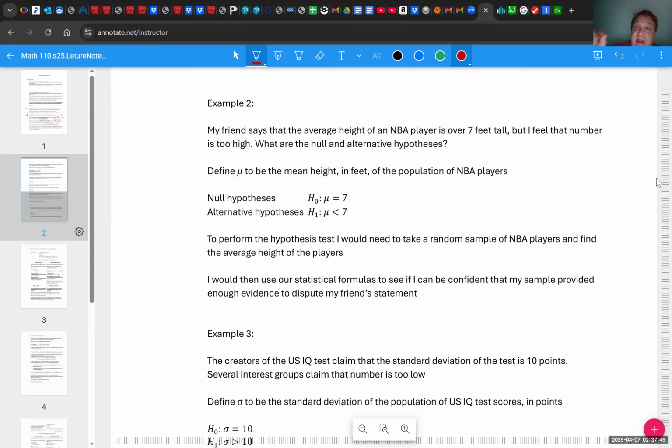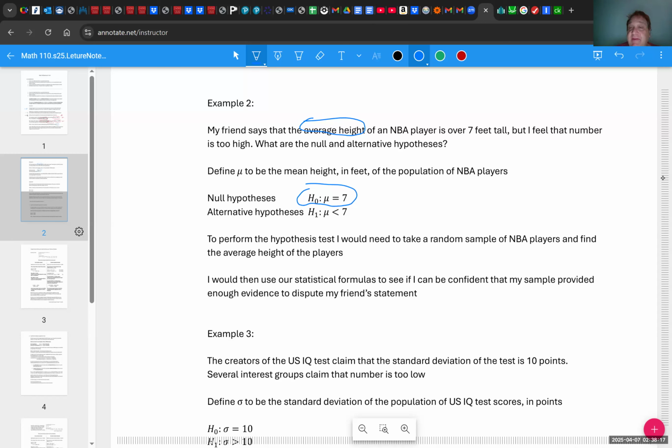So I need to define a variable. In this case, we're looking at the average height. Average is a mean, so our null hypothesis doesn't use the letter P because we're not looking at a proportion. We're using the letter mu, which is our letter reserved in statistics for mean. So mu is the mean of the population. Our null hypothesis is that the mean of the population is 7 feet tall.